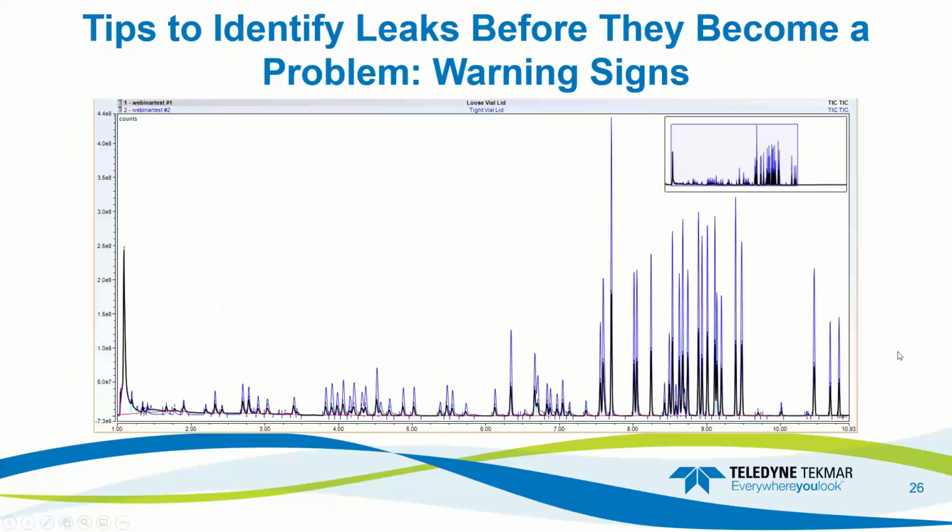So this is that example I was talking about with a leaking vial cap in soil mode, and as you can see, the loose cap is in black and the tight cap is in blue. So you lose a lot of response when your system isn't leak tight. A lot of sensitivity.